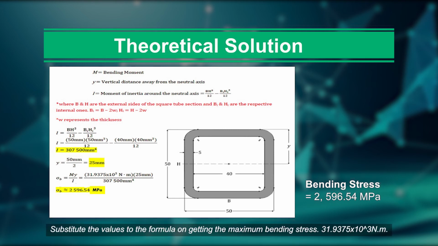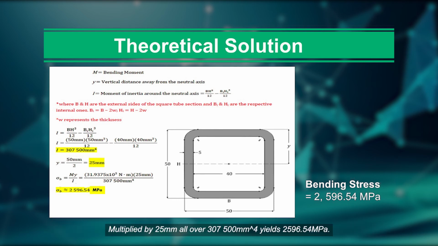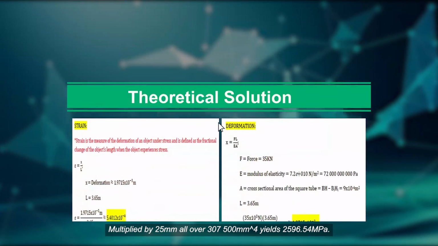Substitute the values to the formula on getting the maximum bending stress: 31.9375 times 10 raised to 3 Newton meters, multiplied by 25 all over 307,500 mm raised to 4, and that yields us 2,596.54 megapascals.